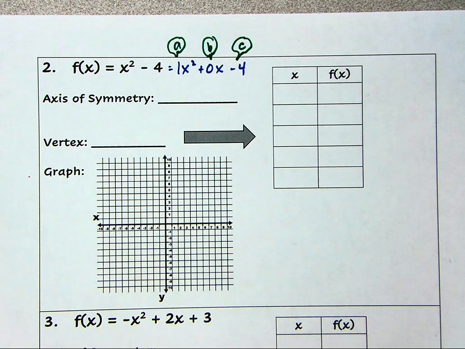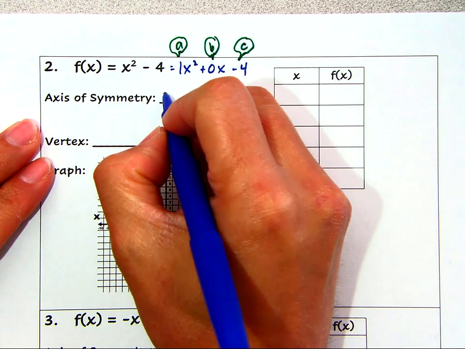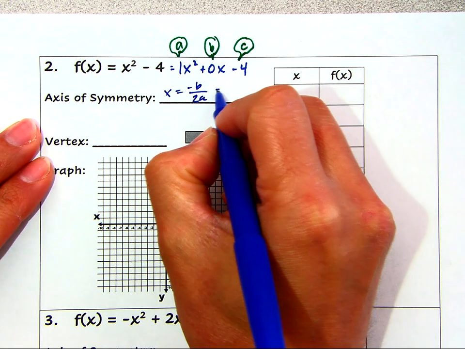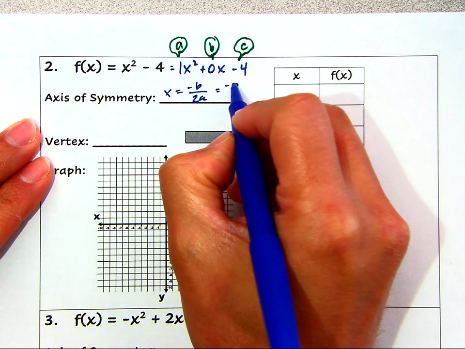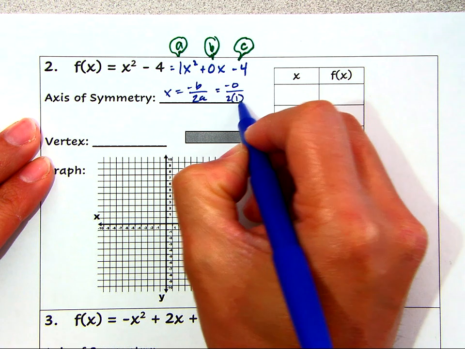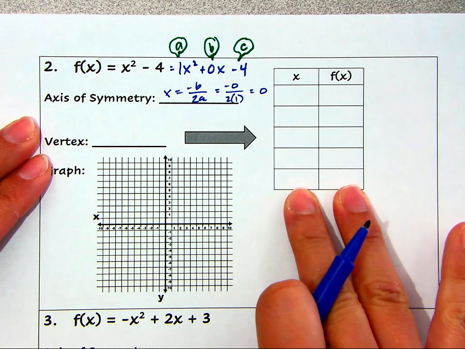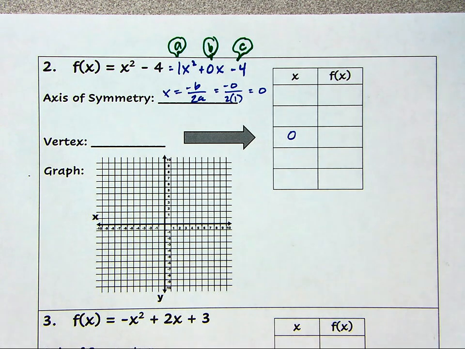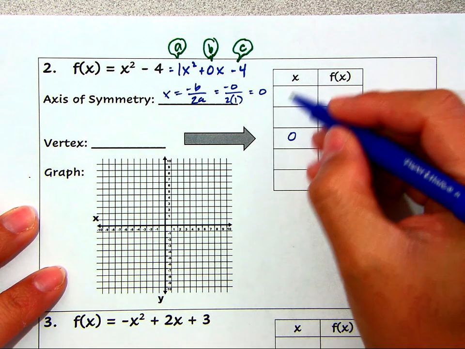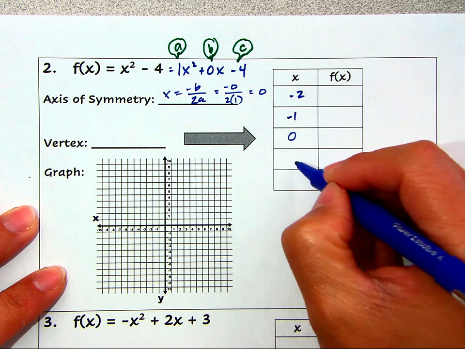Okay, and now we'll calculate the axis of symmetry. The formula is x equals -b over 2a. The B coefficient is 0, and the A coefficient is 1. So -0 divided by 2 times 1, which once again is 0. So for our table of values, we're going to put 0 as the middle x value. Then choose 2 integers that are less than 0, like -1, -2, and choose the next 2 integers above 0, 1 and 2.